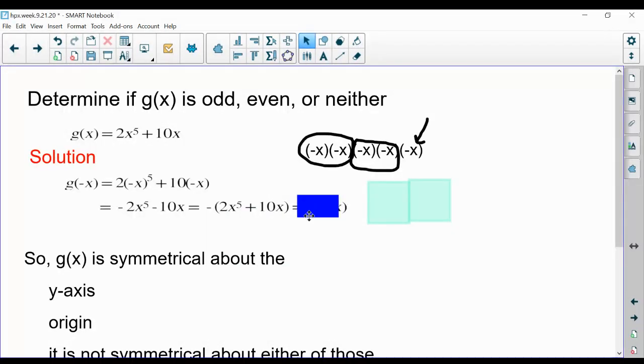And that is -1 times the original function. So replacing the input with their opposites, you get the opposite of the function. That happens when the function is odd. And if it's odd, it's symmetrical over the origin.